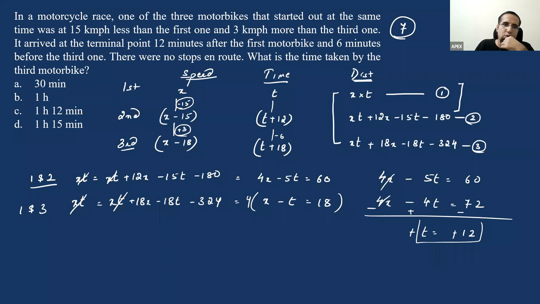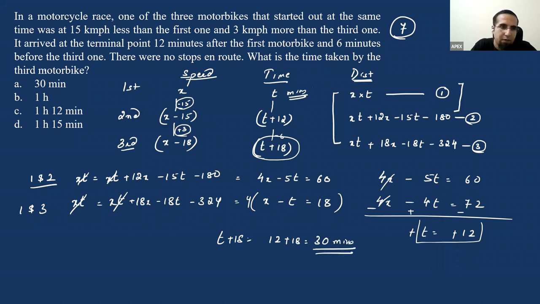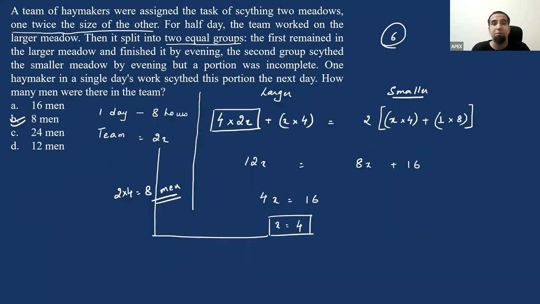With the value of t equal to 12, the question is asking what is the time taken by the third motorbike. I'm assuming t is in minutes. So time taken by the third motorbike is t plus 18, which is 12 plus 18, equal to 30 minutes. Therefore, your answer here becomes 30. So a very easy question, not a difficult one at all, right? And this should have been your seventh question of the paper, guys.